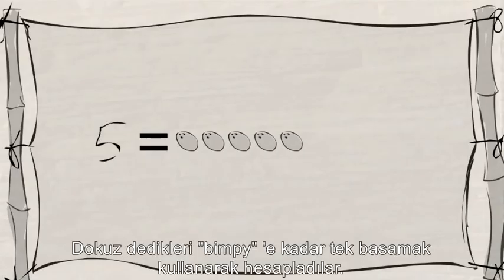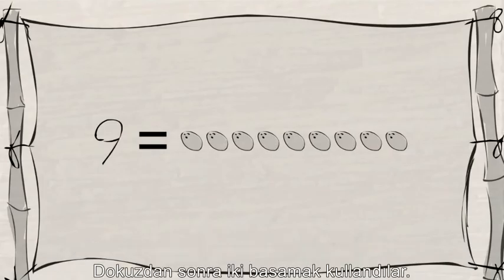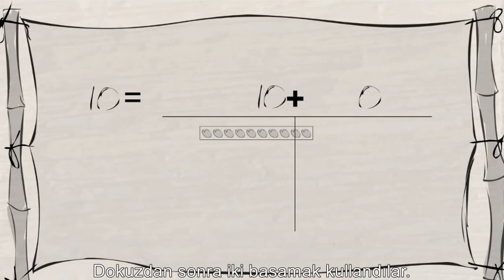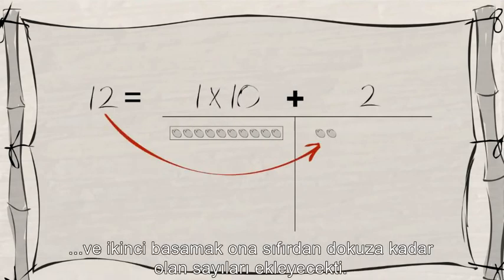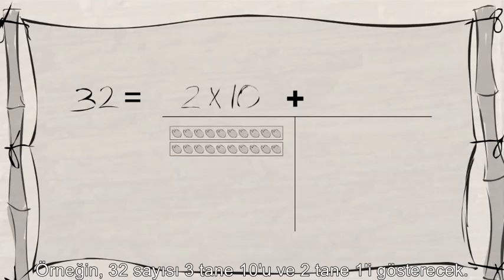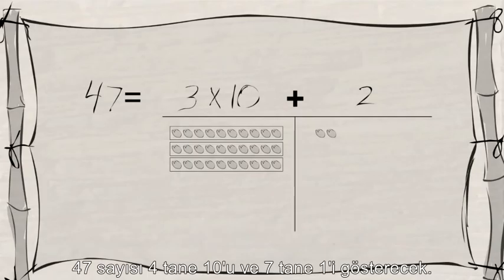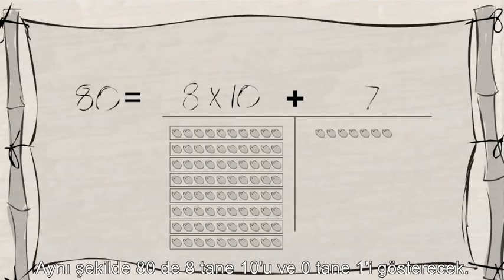They counted up to Bimpy, which they called 9, using a single digit. After 9, they used 2 digits. The first digit represented some number of tens, and the second digit would add from nothing to 9 to that. For instance, the number 32 would represent 3 tens and 2 ones. The number 47 would be 4 tens and 7 ones. Likewise, the number 80 would be 8 tens and 0 ones.